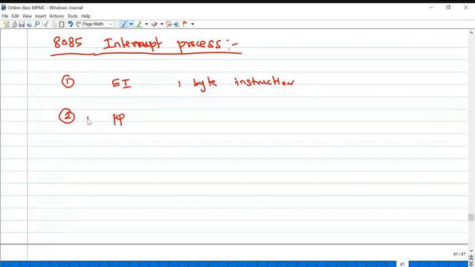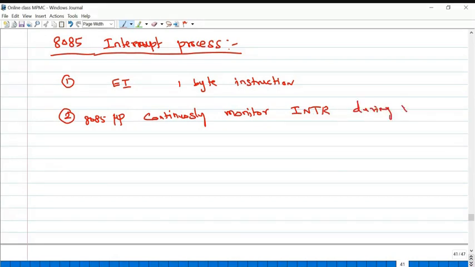And step 2, the 8085 microprocessor continuously monitors the INTR line during execution of each instruction. Okay, so while executing each and every instruction, the microprocessor continually monitors this INTR pin in the microprocessor.